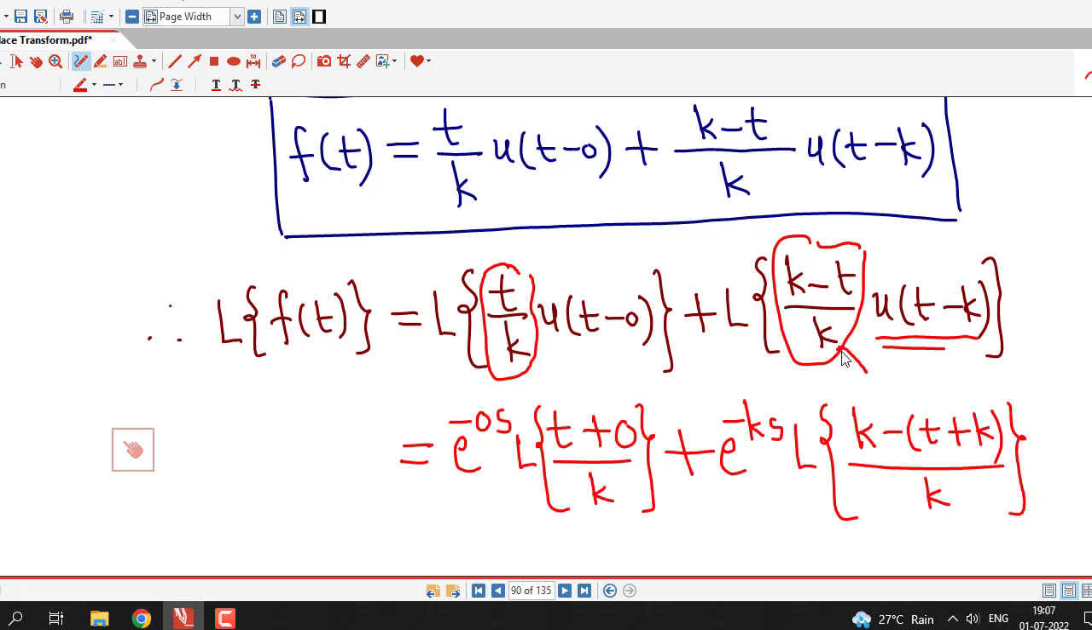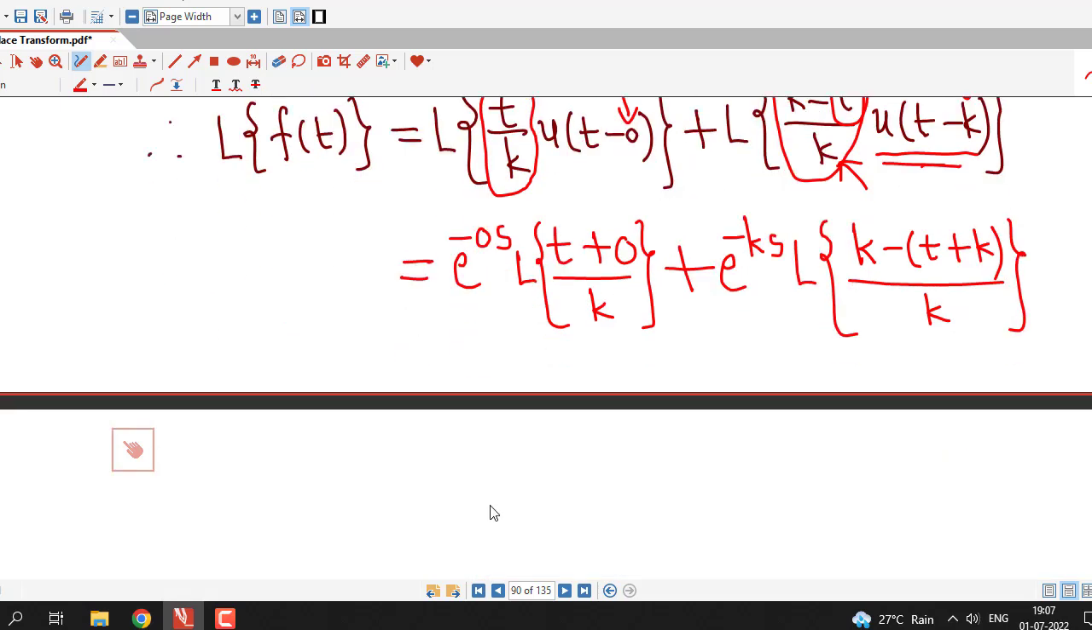So the Laplace transform of this function, when we replace t by t plus a, where a is the value at which the unit step function is written. Here the unit step function is at a equal to k, so we replace t by t plus k, we keep other things as they are. Here the value of a is 0, so we replace t by t plus 0. Now e raised to 0s is 1, and using the linearity property, this we can rewrite as 1 by k times the Laplace transform of t. Same thing we can do here also.